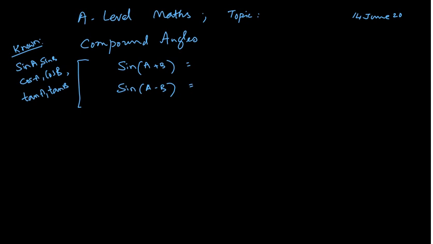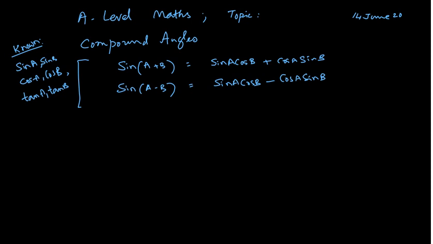So if we know these things, how do we get this? The formula is sine A cos B plus cos A sine B. And if it is a minus here, then you'll have minus here: sine A cos B minus cos A sine B. So this is the formula for sine.